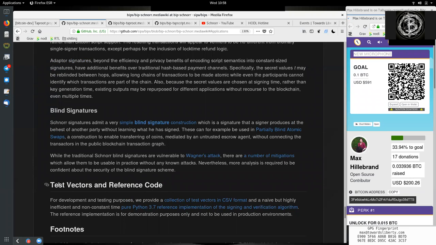And last for today, test vectors and reference code. For development and testing purposes, we provide a collection of test vectors in the CSV format and a naive but highly inefficient and non-constant time, pure Python 3.7 reference implementation of the signing and verification algorithm. The reference implementation is for demonstration purposes only and not to be used in production environments.